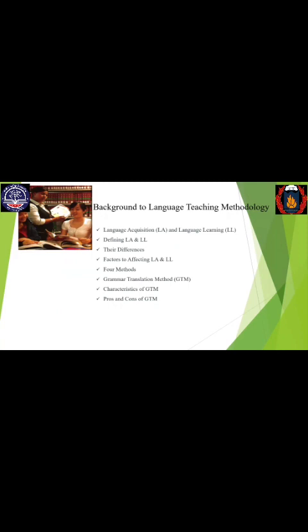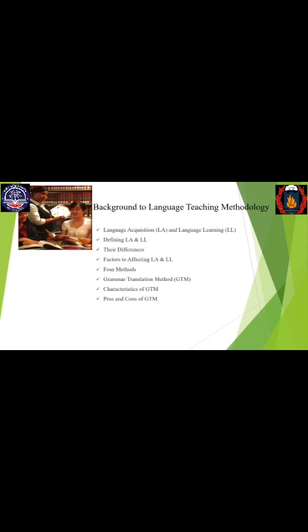It will come soon. Today's topic is related to the background to language teaching methodology. Methodology means study of methods. Here, we are going to learn language acquisition and language learning. Next, definitions of language acquisition and language learning, their differences, factors which have an impact on language acquisition and language learning, and form methods.